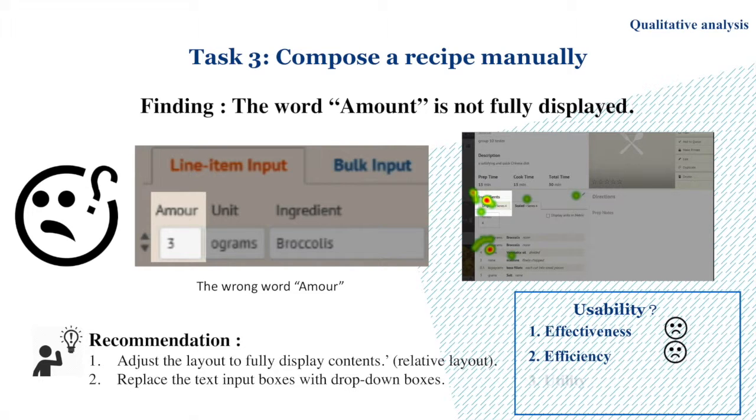There is also a dialogue from a participant. "Armor, what? Does it mean amount? But there is no R in the amount." The result of the analysis shows bad effectiveness, bad efficiency, bad utility, and good learnability. The recommendation is using a relative layout and replacing text input boxes with drop-down boxes.